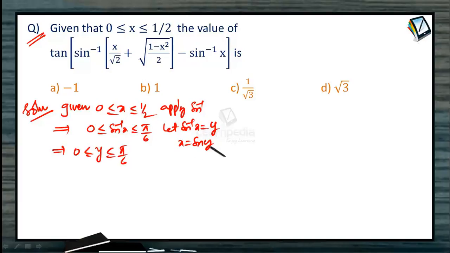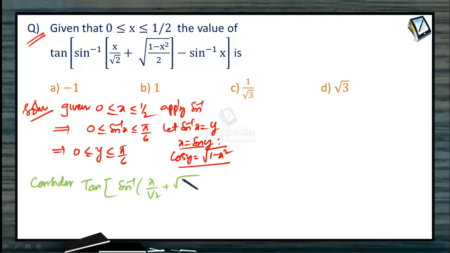Now when x equals sin y, obviously we can write cos y, in terms of x, as √(1 − x²). These two values are trivial. Further, let us consider tan of sin⁻¹(x/√2 + √(1 − x²)·1/√2) minus sin⁻¹x.